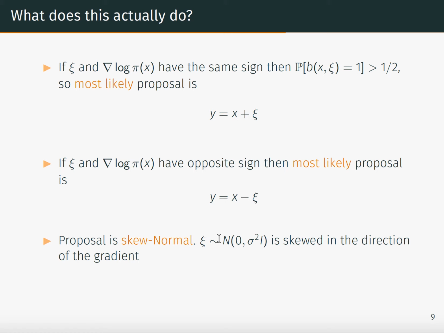The result of this is that your proposal is skew normal. You start with some Gaussian noise, and then you skew it in the direction of the gradient. This is in contrast to MALA, where the proposal has the current point, and you add xi, but then you have some kind of additive drift towards the direction of the gradient. It's this different way in which the gradient feeds into the proposal that gives us this extra robustness.